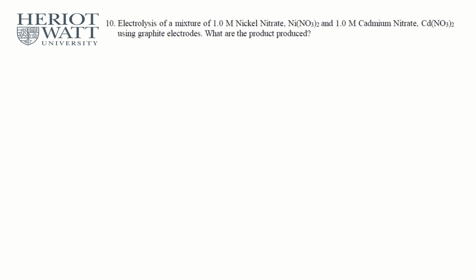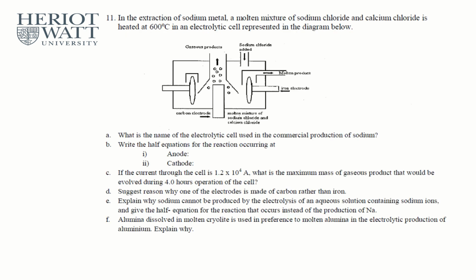Okay, so this one, I can give you hints, but I'm not going to give you the answer. You're going to give me during the tutorial session. So what are the products produced at both electrodes, anode and cathode, when you have nickel nitrate and cadmium nitrate? The hint or the key here is 1 molar is considered dilute solutions. Okay, dilute means a lot of water instead of high concentration of the metal ions. All right, remember that.